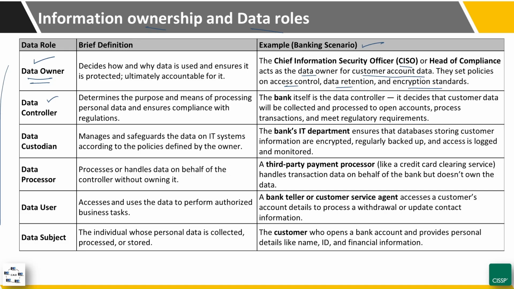Next is the data controller. So data controller basically determines the purpose and means of processing personal data and ensures compliance with regulation. So in our example, the bank itself is the data controller. It decides that customer data will be collected and processed to open accounts, process transactions, and meet regulatory requirements. So inside banking, the bank itself is the data controller, since the bank collects the data and then processes it.